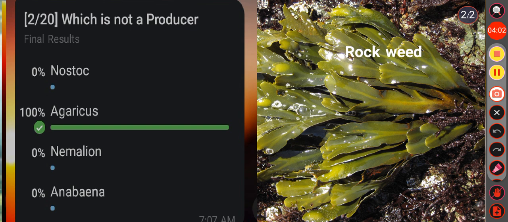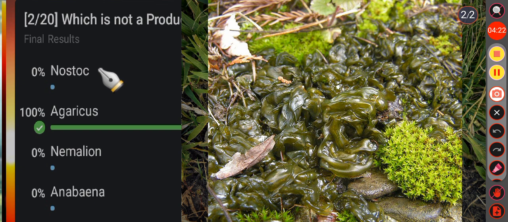We know algae are considered producers in an ecosystem as they are capable of creating their own food through photosynthesis, making them the base of the food chain in aquatic environments. So here in option A, Nostoc is a type of blue-green algae which contains chlorophyll and can perform photosynthesis, so it is a producer because it can make its own food.